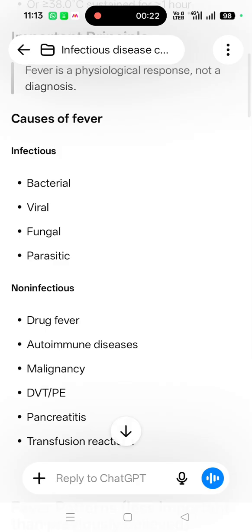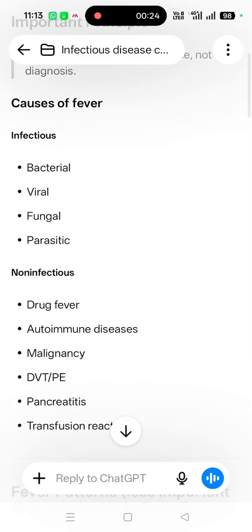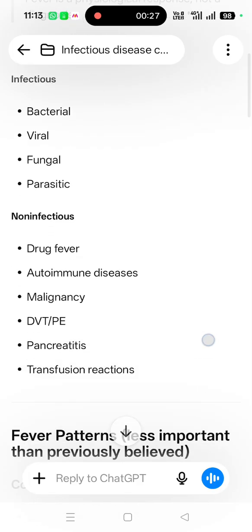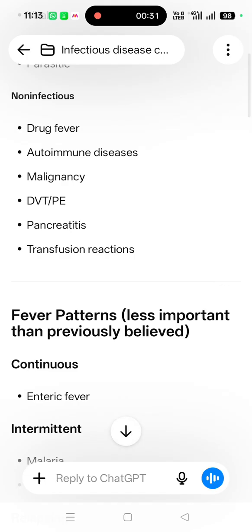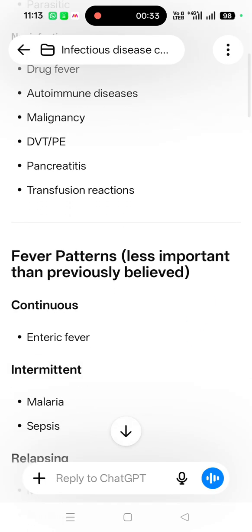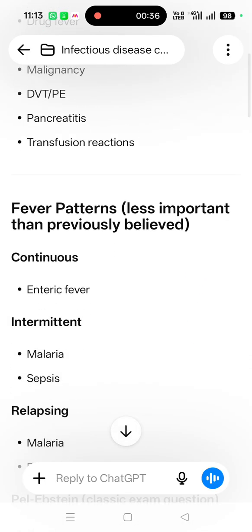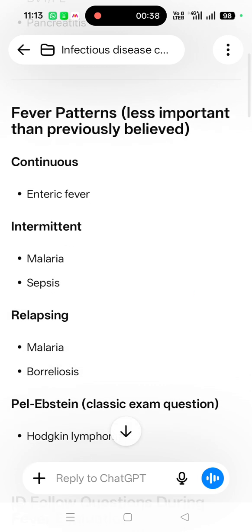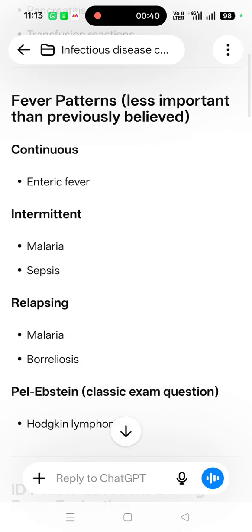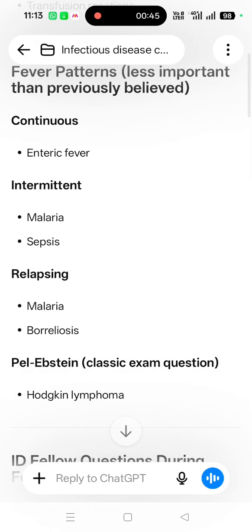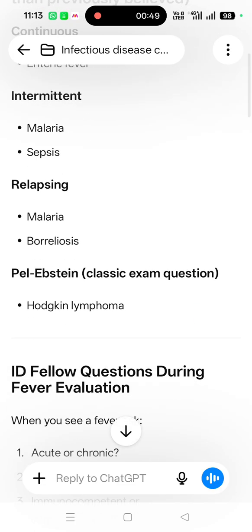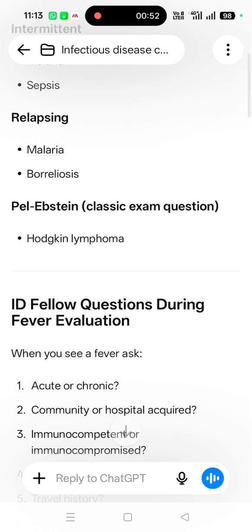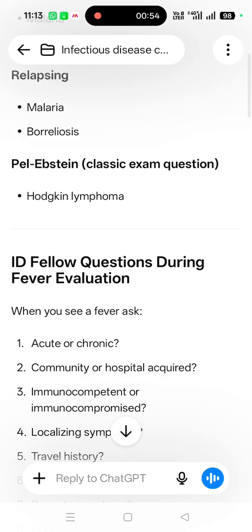Then causes of fever are infectious, and it can be non-infectious. Infections may be bacterial, viral, fungal, parasitic. Non-infectious can be drug fever, autoimmune disease, malignancy, DVT, PE, pancreatitis, transfusion reactions. Now coming to the fever patterns, less important than previously believed. Continuous is enteric fever, intermittent is malaria and sepsis, relapsing is malaria and borreliosis, Pel-Ebstein is Hodgkin lymphoma.